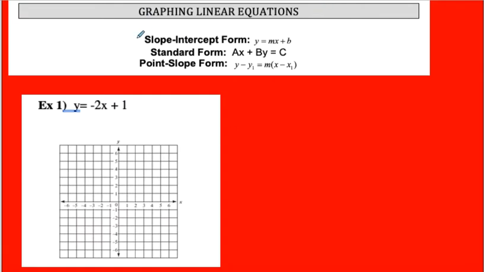So as a reminder, we have three equivalent forms of a linear function or a linear equation. Y equals mx plus b provides you with the slope and the y-intercept. I actually like to call it slope y-intercept form. Standard form is ax plus by equals c, and point slope form is y minus y1 equals m times x minus x1.